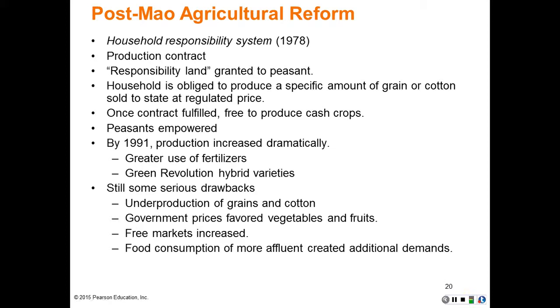Post-Mao agricultural reform includes the household responsibility system of 1978. The household responsibility system allowed each peasant household a piece of land on which to produce a specific amount of grain to be sold to the state at a regulated price. Once that contract is fulfilled, the household is free to produce cash crops to sell privately at local markets or to the state at above-market prices.